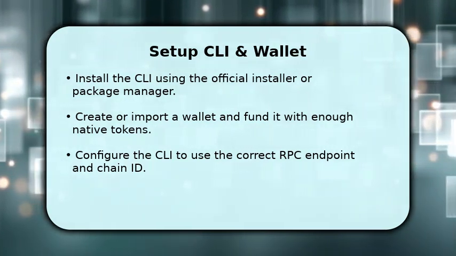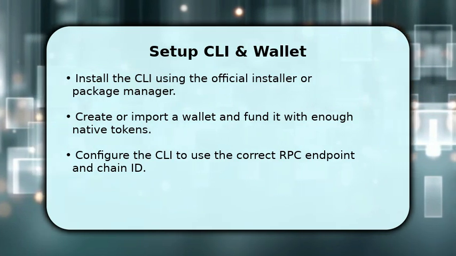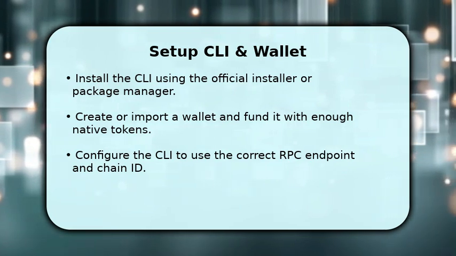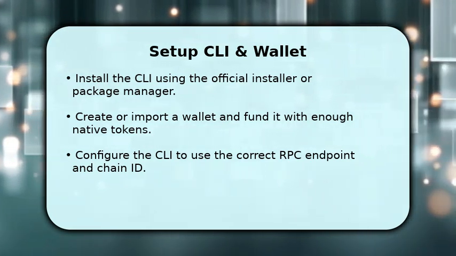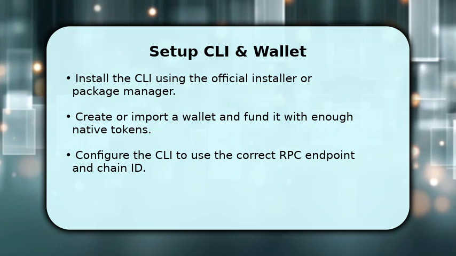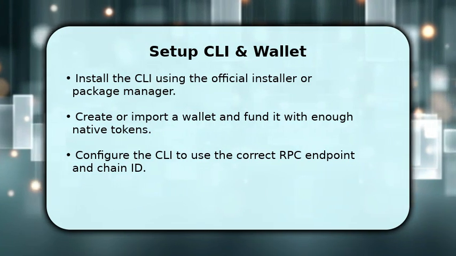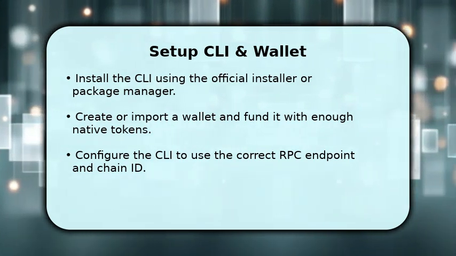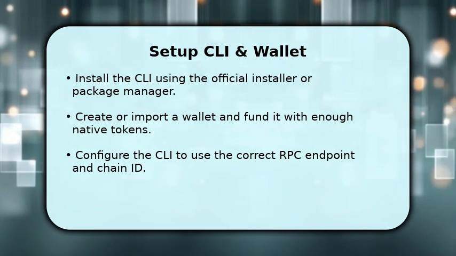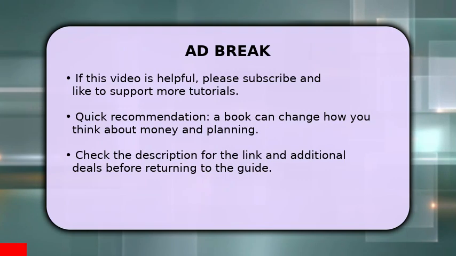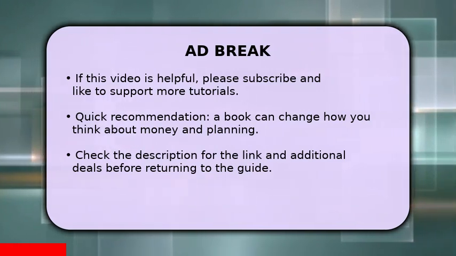Start by installing the CLI and creating or importing a wallet, then fund it with the native token for gas. Configure the CLI with your RPC endpoint and chain ID and store a backup of your seed phrase safely. I'll explain common config options, how to test with a small mint, and how to avoid mistakes that cause failed transactions.